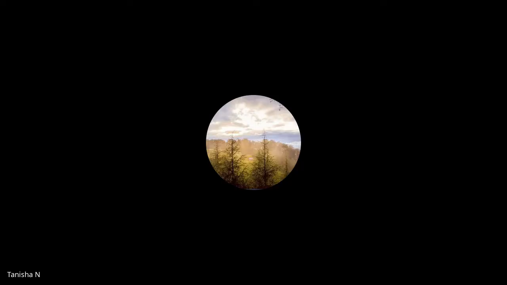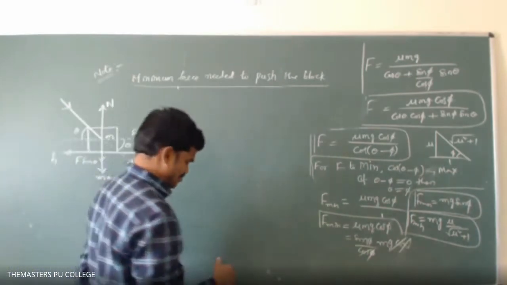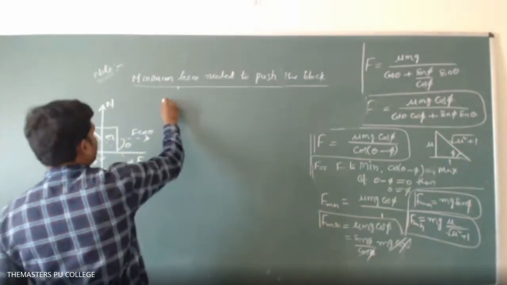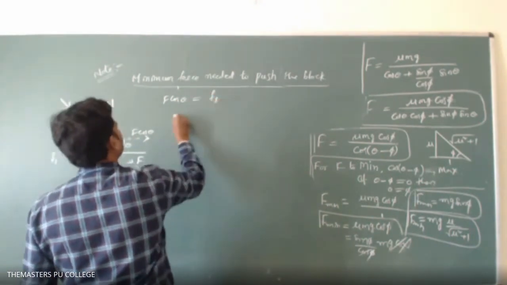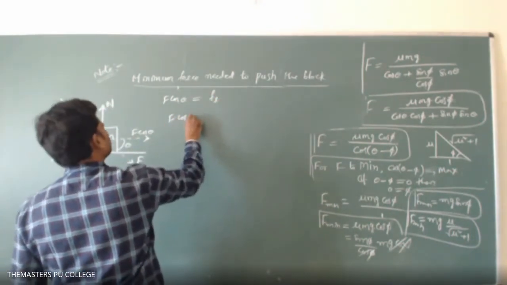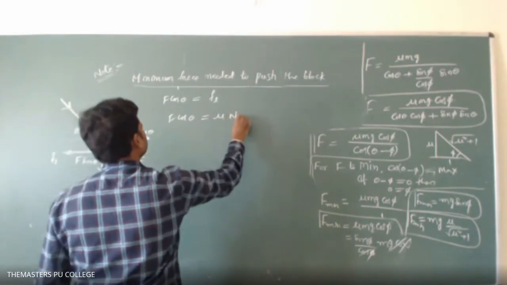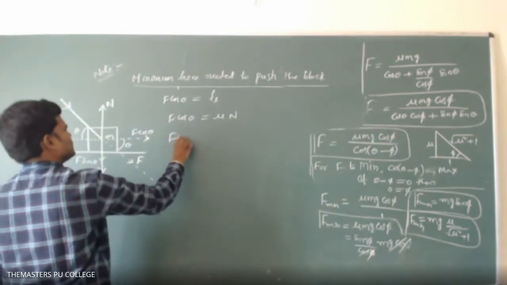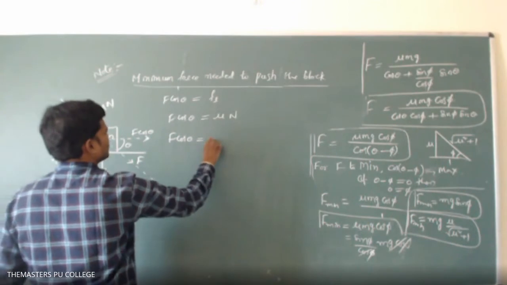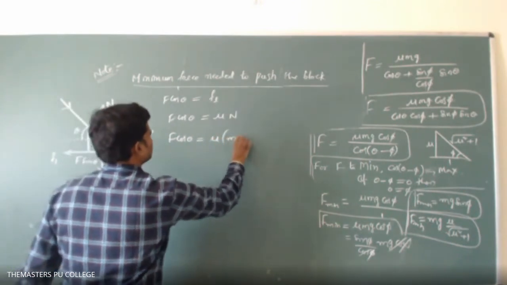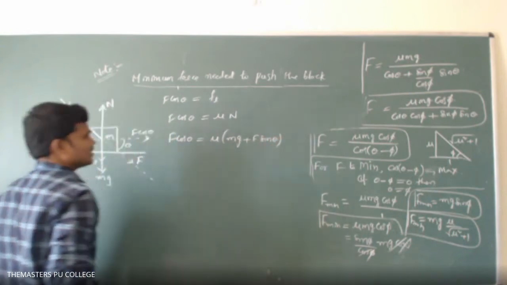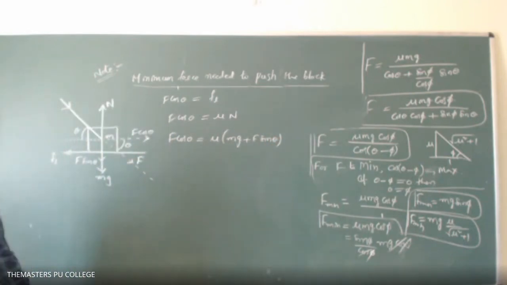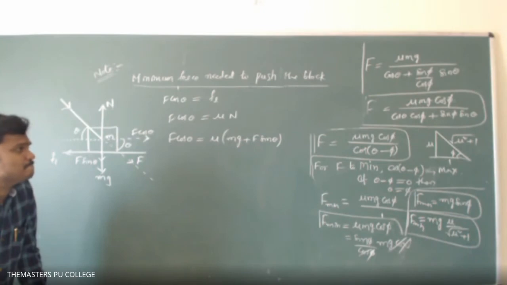Will you extend the steps? For the body ready to slide, F cos theta is balanced by FL. FL is nothing but mu N. Observe the steps: F cos theta equals mu N. What is N? N is mg plus F sin theta.